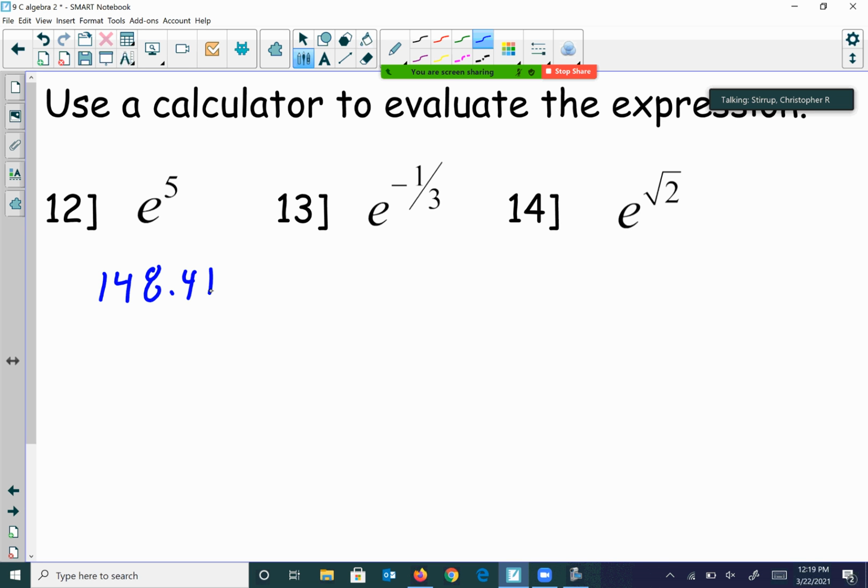If I had to do e to the negative 1/3, you don't necessarily have to worry about flipping it over, but that would come out to 0.72 roughly, rounding again to 2 decimal places. And if I had e to the square root 2, oops, clear, second e to the second square root 2, close. That would come out to 4.11. Again, I'm rounding it to 2 decimal places. So be aware, I think 2 decimal places is fine. If they tell you to go to 4 decimal places, then take it to 4. But the calculator will handle these very quickly, which is kind of nice.